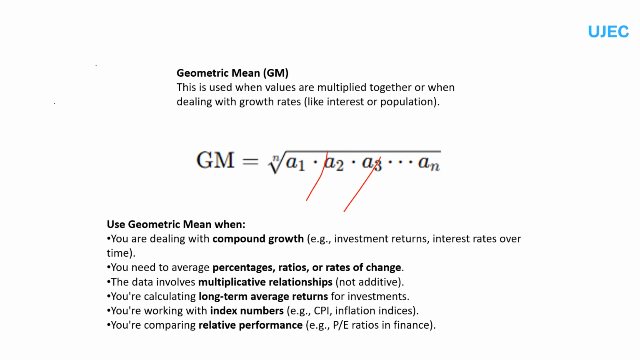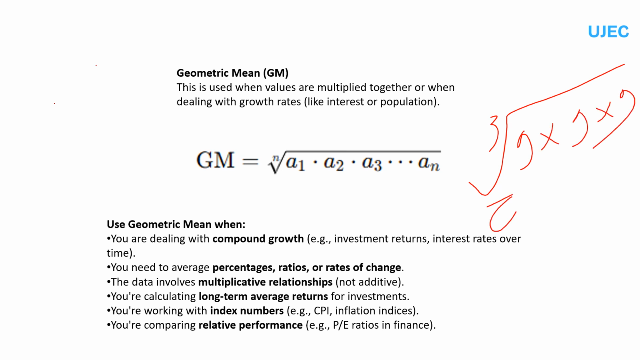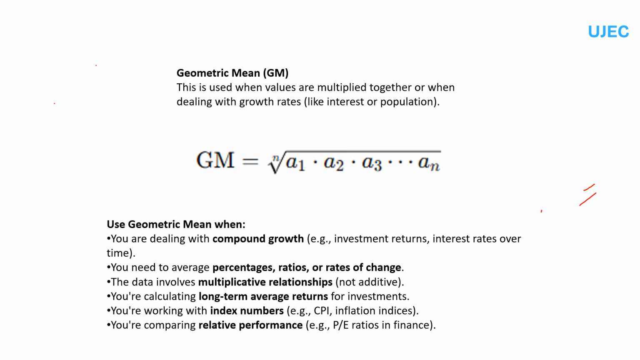Okay. And then you have to calculate, for example, just for an example, if we have something like this, 3 under root 9 times 9 times 9, then the geometric mean will be 9. So this is how you calculate geometric mean. And these are generally used when you have to calculate relative performance.